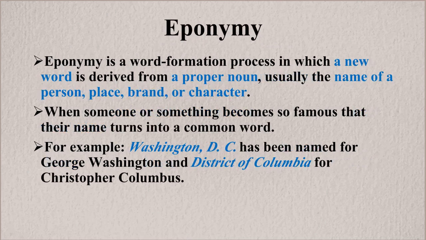And the last word formation process we will discuss in this lecture is eponymy. It is a word formation process in which a new word is derived from a proper noun, usually the name of a person, place, brand, or character. In simple terms, when someone or something becomes so famous that their name turns into a common word. For example, Washington, D.C. has been named for George Washington and District of Columbia for Christopher Columbus.